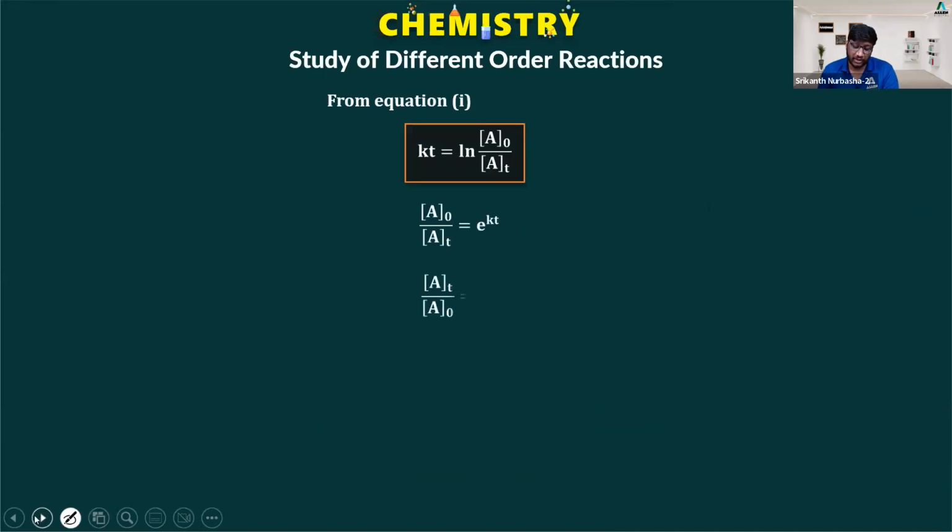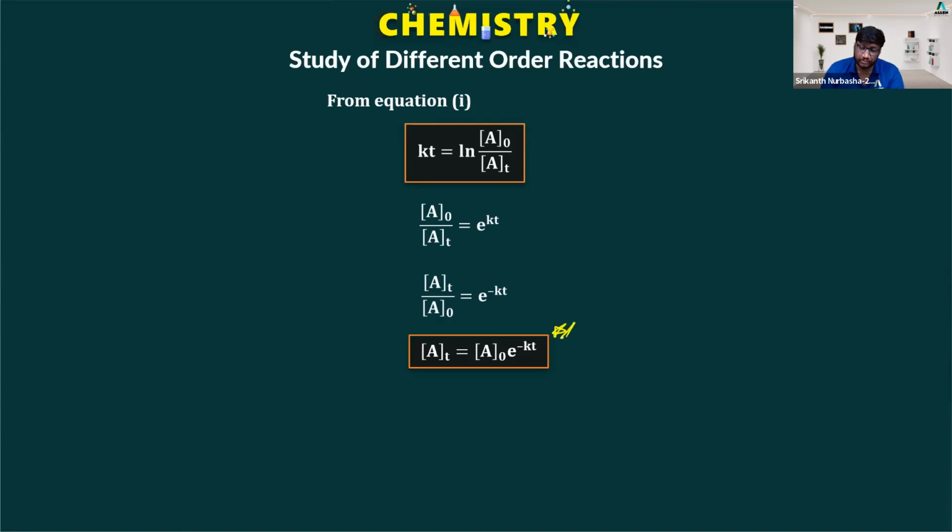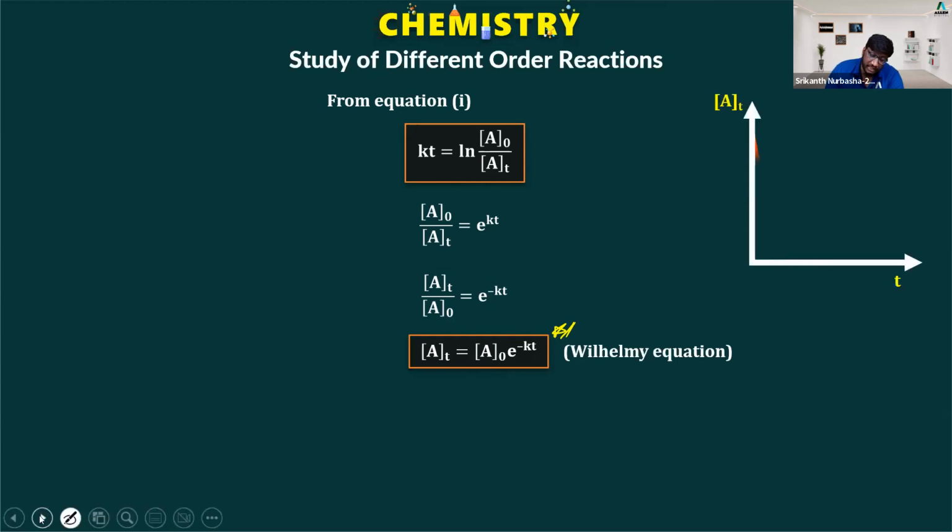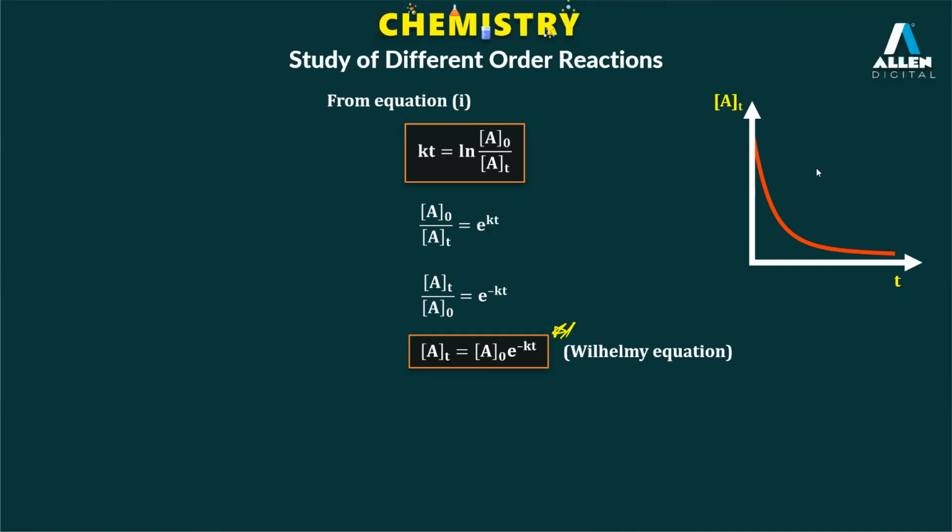From equation 1, again you can write in the exponential format. This exponential format is the first equation which you have written, if you remember. Concentration of A at any time is equal to concentration of A at time t equals 0 into e power minus kt. This is also called the Wilhelmy equation. If you plot concentration of A versus time, you will have an exponential decrease in the reactant concentration as time proceeds. We have already written earlier that reactant concentration decreases exponentially and products increase exponentially. How? From this equation only.